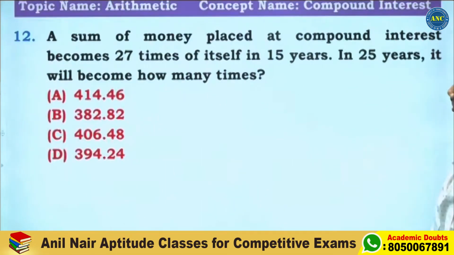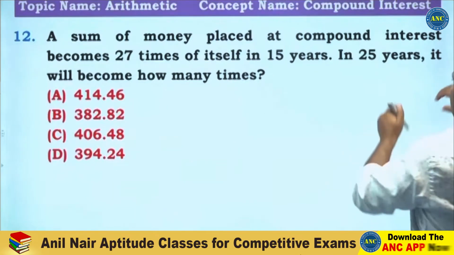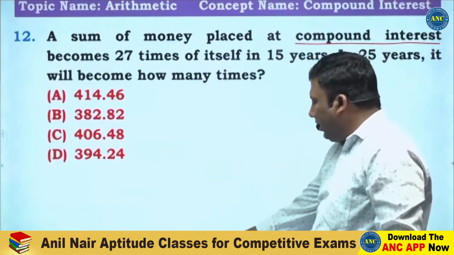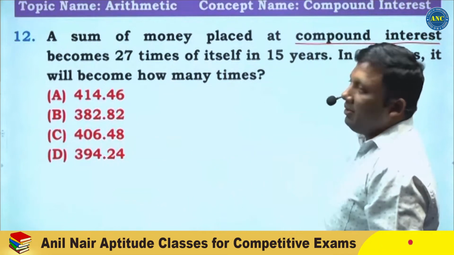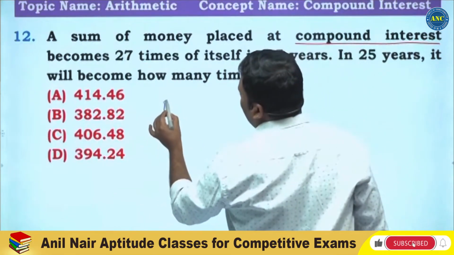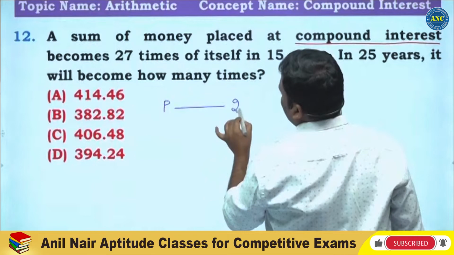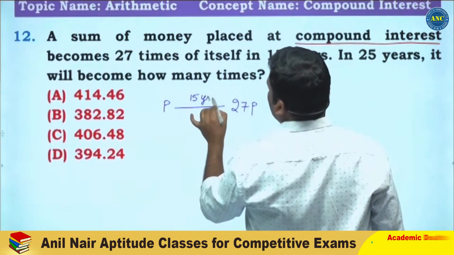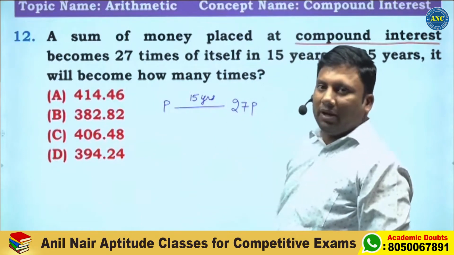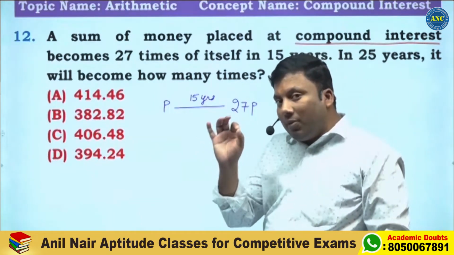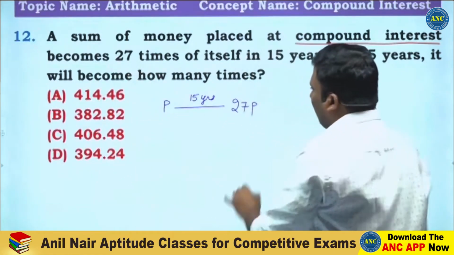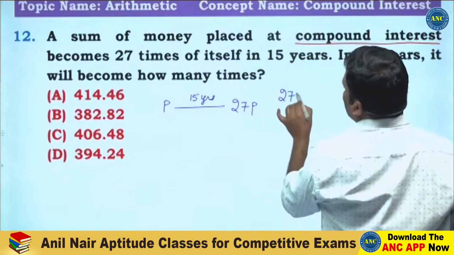Question. Please write down this question. A certain sum of money placed at compound interest becomes 27 times in 15 years. Certain sum of money, P, is becoming 27 times in 15 years. Check whether the amount is a square function or a cube function or a power function. 27 is 3 cube.